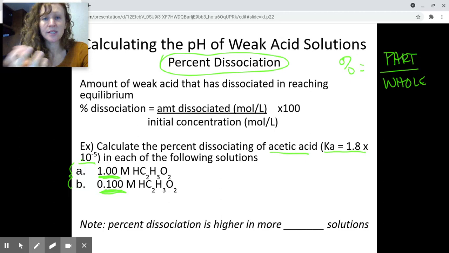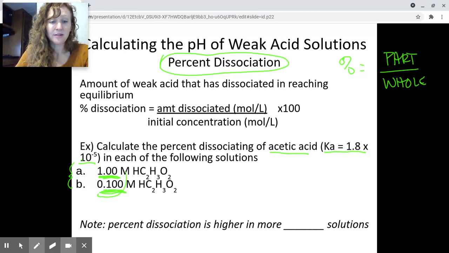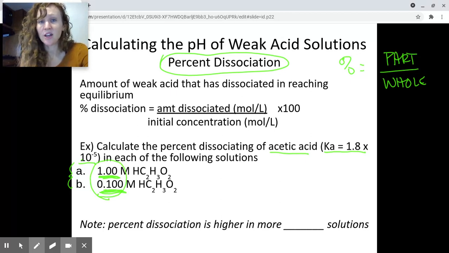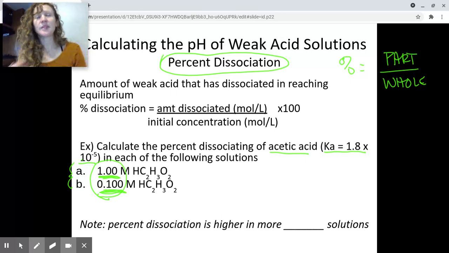And before we do this, I want you to predict. Do you think acetic acid dissociates the same amount always? Or will our independent variable here, concentration, affect how much acetic acid dissociates? Conceptually, what do you think? Mathematically, what do you think?